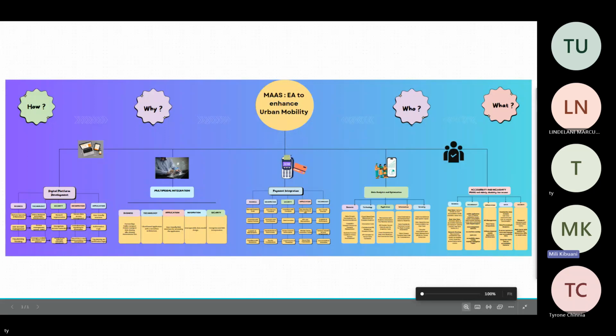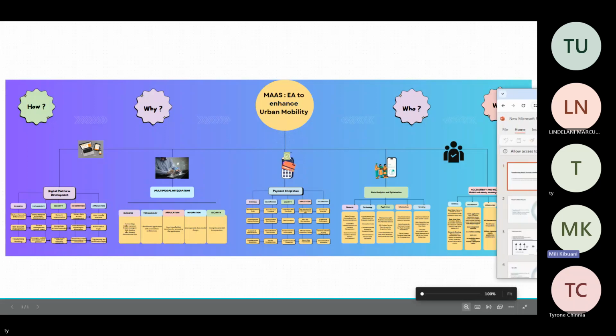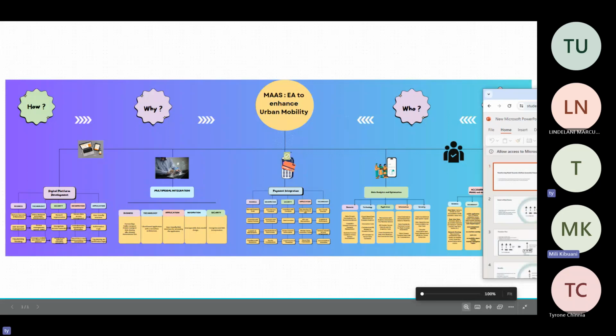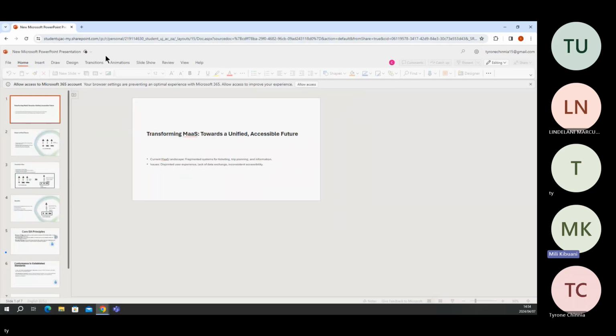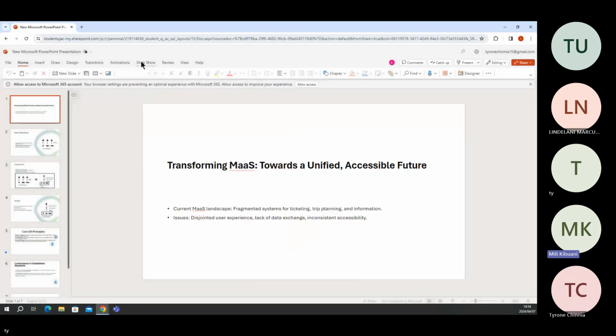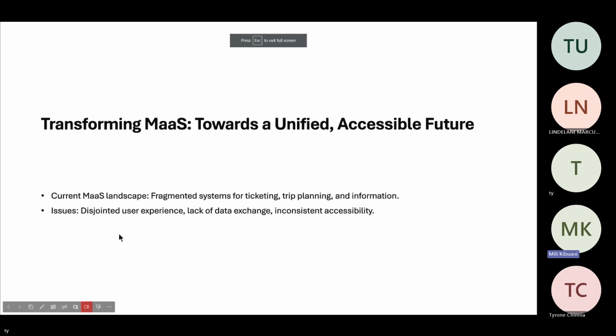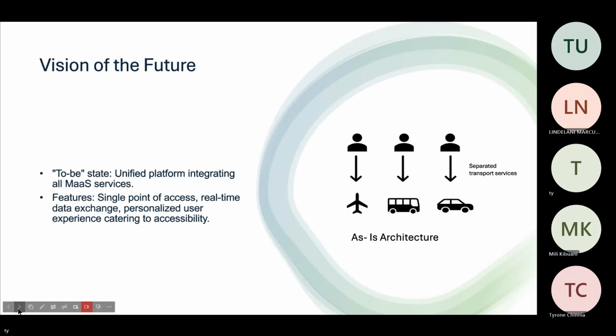So now, where are we now? Where are we going? How will the transition happen? I will speak about the transformation of MaaS from where we are. In the current system, the landscape is fragmented. The systems for ticketing, trip planning and information are all fragmented. The issues are a disjointed user experience, lack of data exchange, and inconsistency of accessibility.